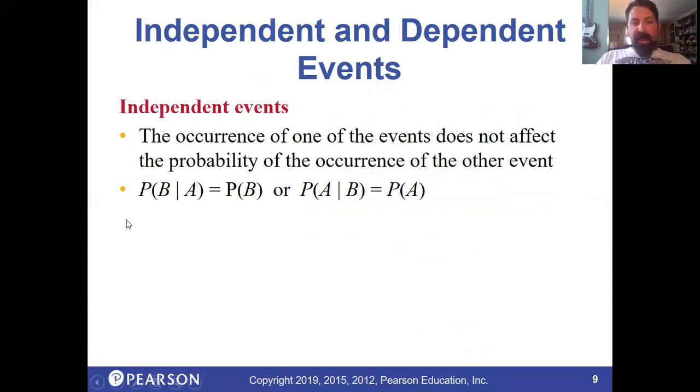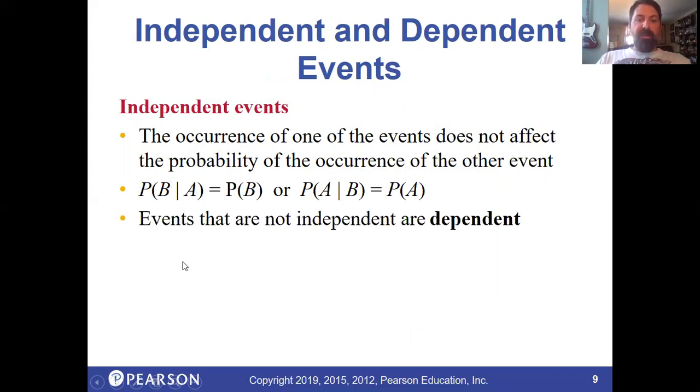We could say mathematically the probability of B given A is equal to the probability of B because they're independent. Knowing A happened did not change anything. You didn't have to tell me that A happened because B is not dependent on it. Or in the other order, the probability of A given that B had happened is simply just the probability of A. We'll show you some examples. If they're not independent, then they are dependent, meaning the probability of B given A is not just going to be the probability of B. Knowing that A occurred changes the game.